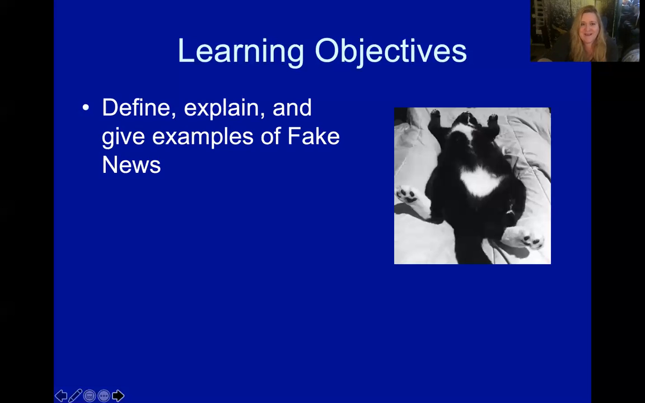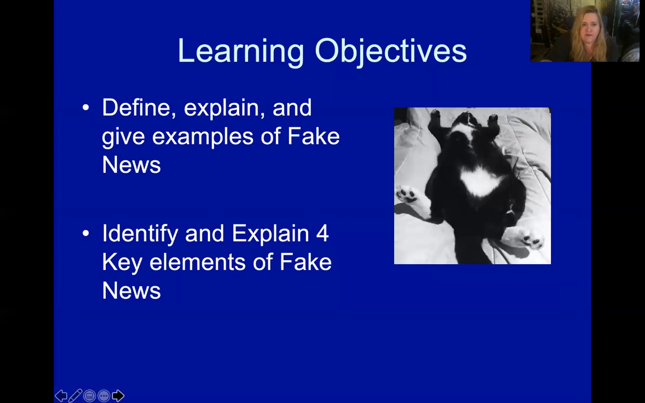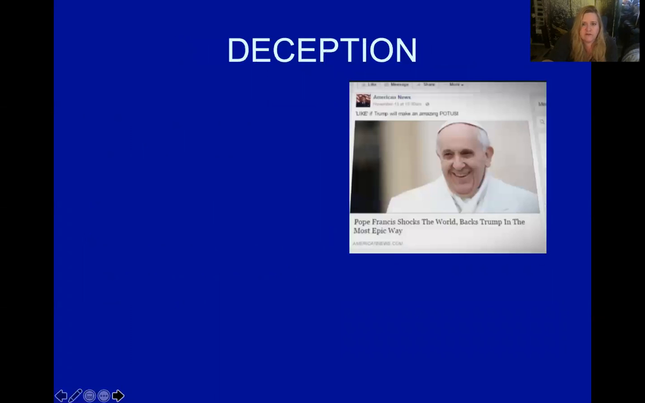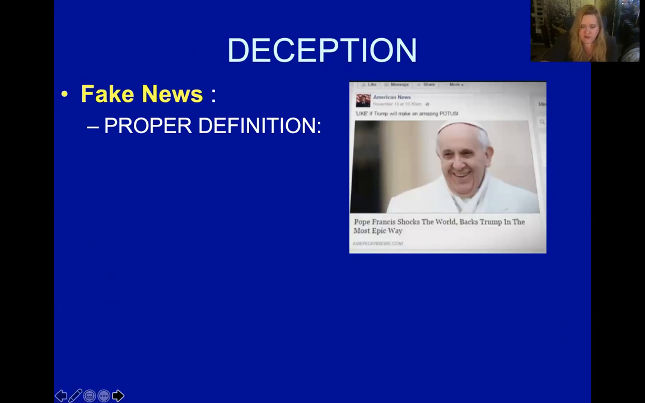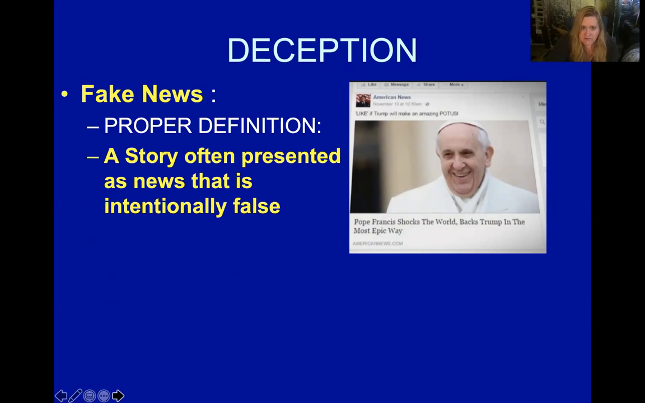So what I want you to get out of this one is to define, explain, and give examples of fake news, and identify and explain the 4 key elements of fake news. So fake news, the proper definition, is a story that's presented as news that is intentionally false. Now I want you to get this point. Fake news is when someone intentionally has made up a story that they know is not true in order to make money or make political gain.